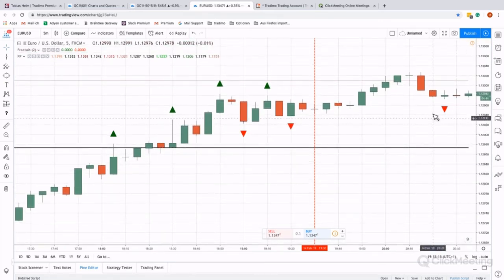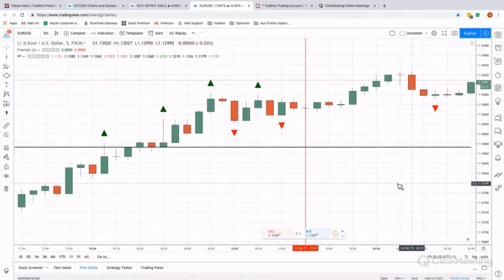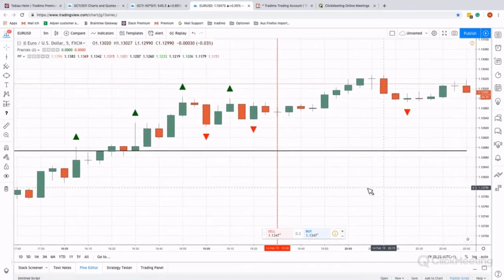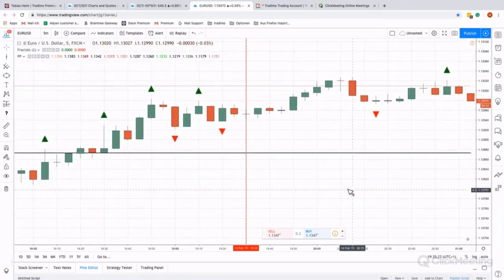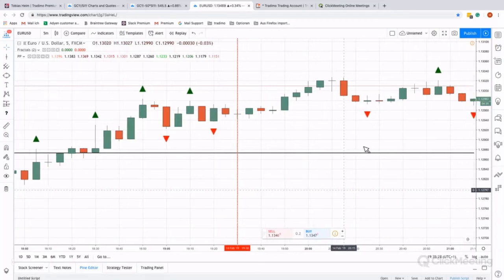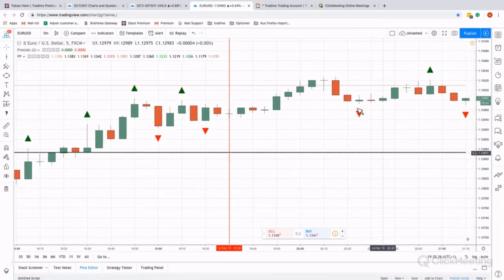And now we need this down fractal as a broken down fractal or a higher down fractal. An up fractal appears, but we don't care. And here you can see this is the low of the down fractal. And the last candle here broke the level. At this time here, we can set our pending order. And in an uptrend, the entry level is the last confirmed up fractal. So this little guy here.